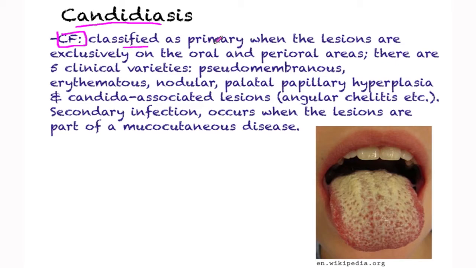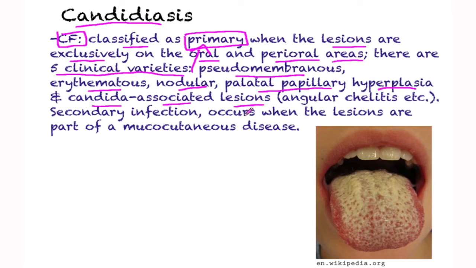Candidiasis is classified as a primary infection when the lesions are exclusively on the oral and perioral areas. There are 5 clinical varieties of the primary type of infection. They're named pseudomembranous, erythematous, nodular, palatal papillary hyperplasia, and candida-associated lesions. For example, angular cheilitis, median rhomboid glossitis, and denture stomatitis, to name a few.